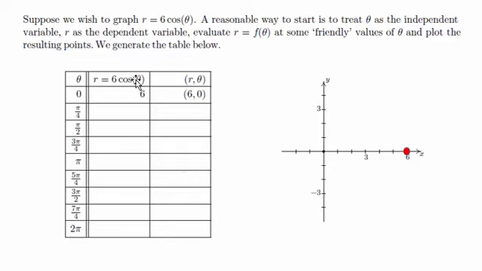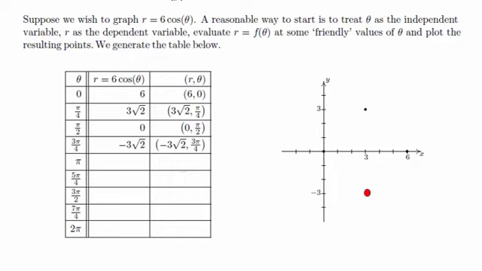For theta equals 0, we'd have that r is 6 cosine of 0, and since cosine of 0 is 1, this r is going to be just 6, and so we get the ordered pair 6, 0. For the angle pi over 4, we're talking about a rotation pi over 4 from the positive x-axis. We would find a radius of 3 root 2. At pi over 2, we'd find a radius of 0.